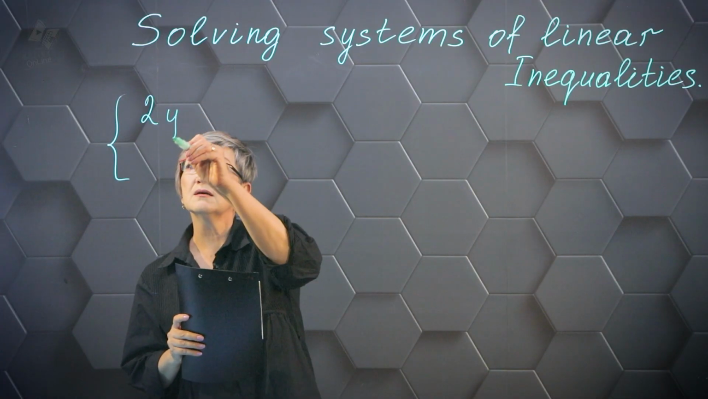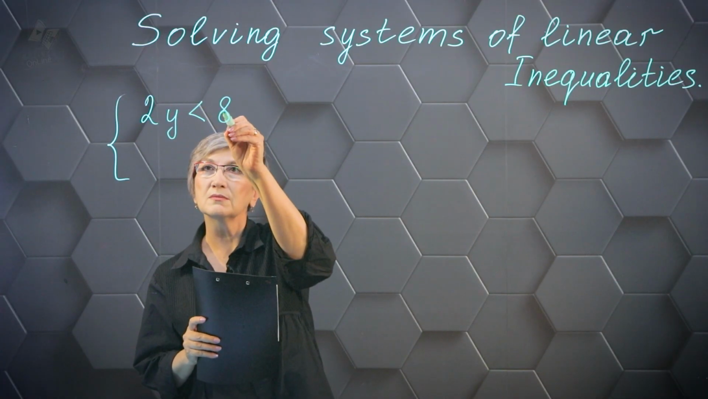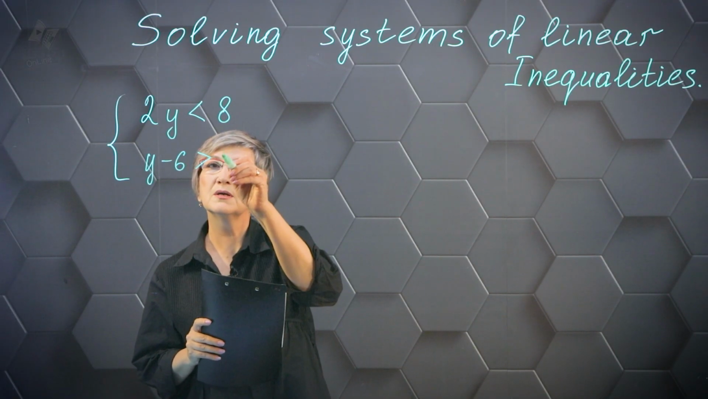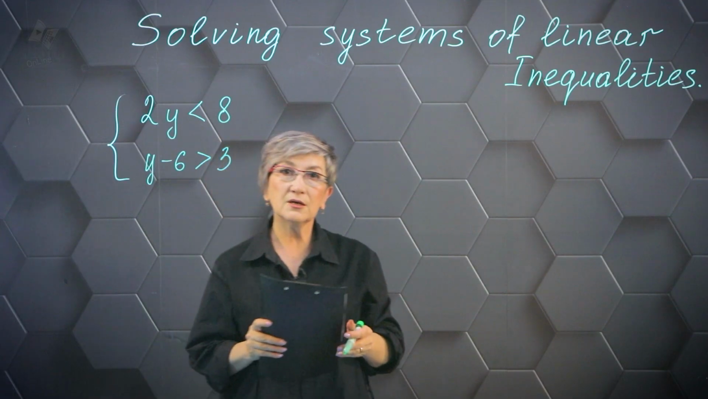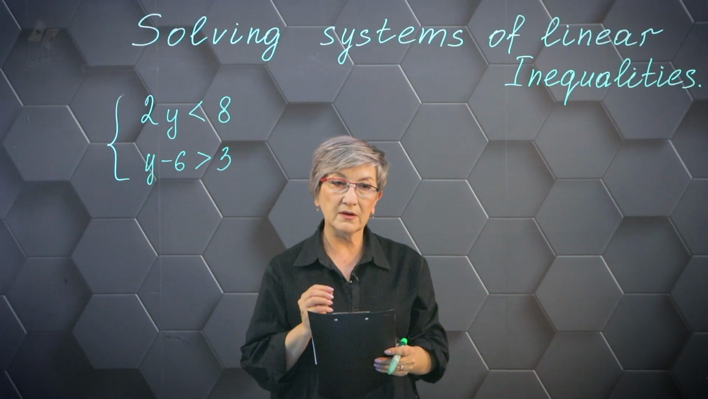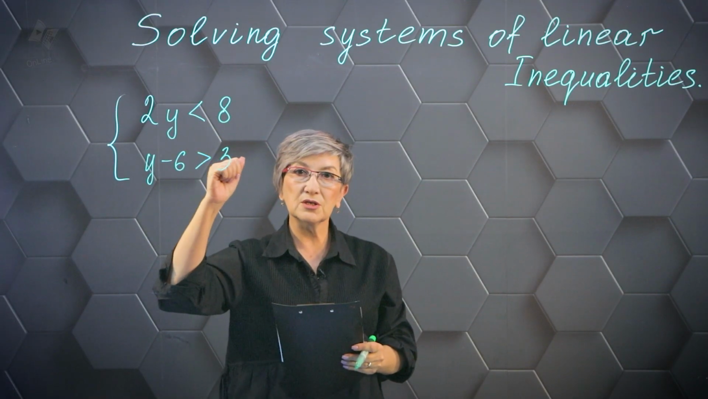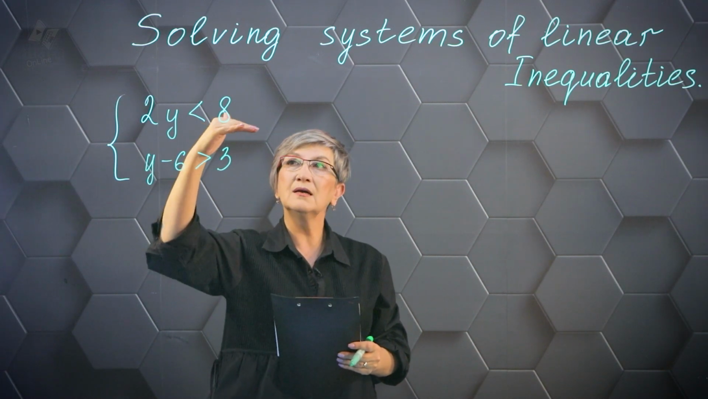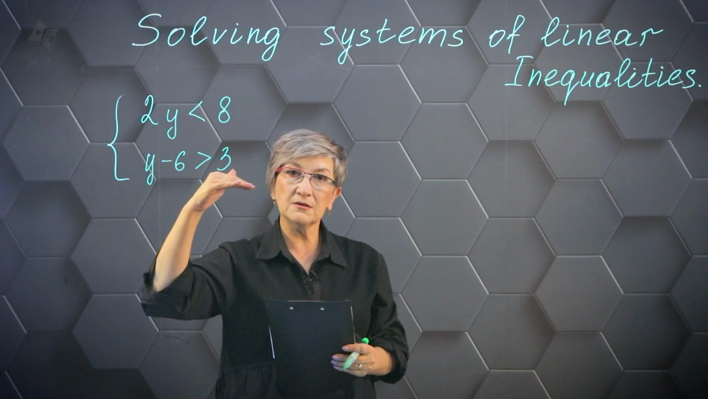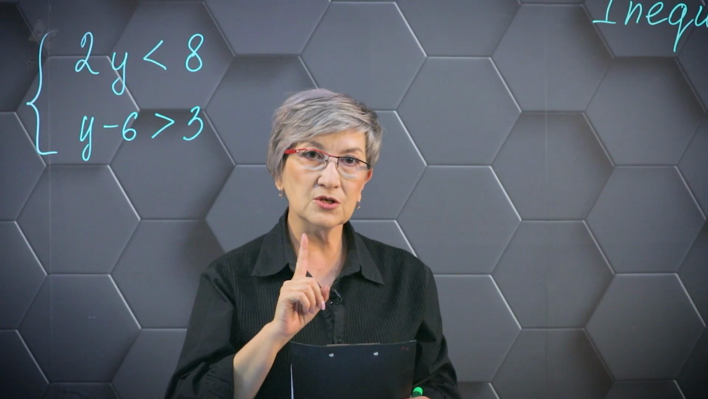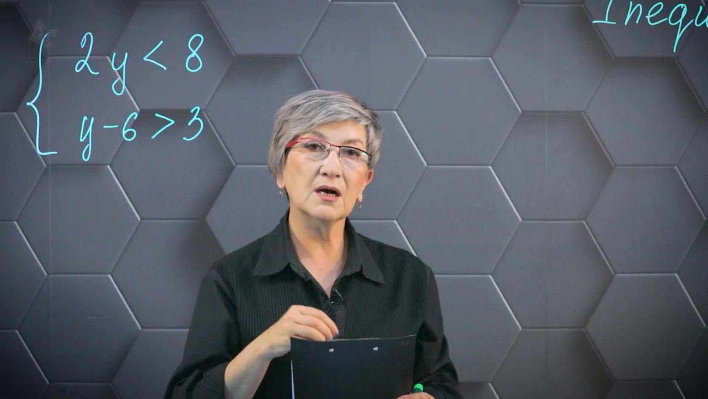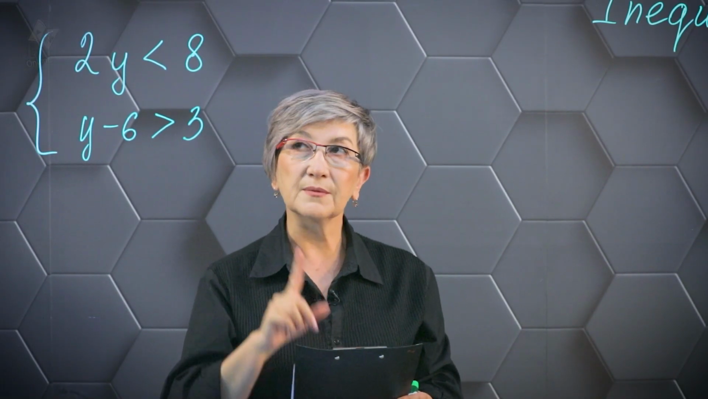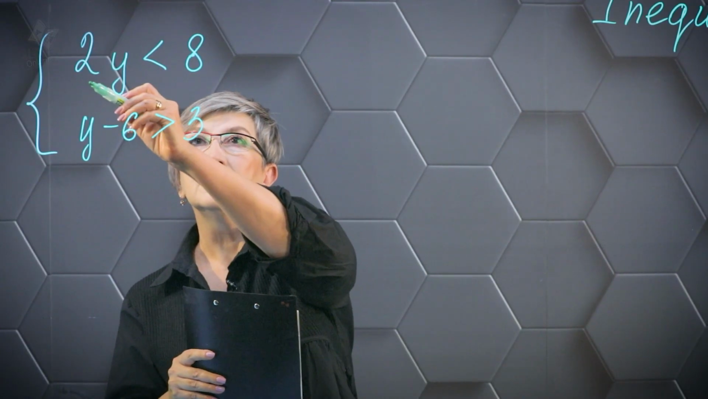2y is less than 8, and y minus 6 is greater than 3. How do we solve this system? We mentioned that to solve a system of inequalities, we need to first tackle each inequality separately. The first inequality first, and then the second one. And we will perform the final step when we find the intersection of these two solutions. Let's illustrate this with an example.